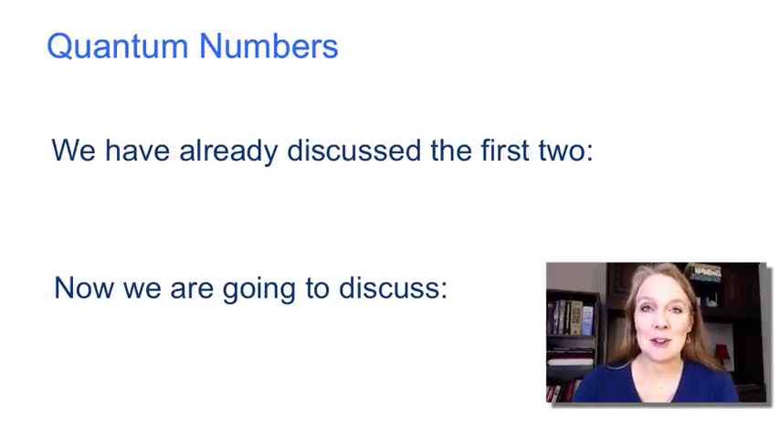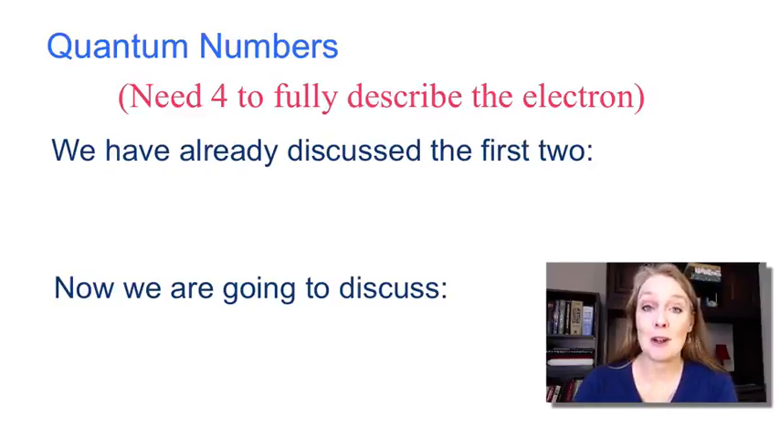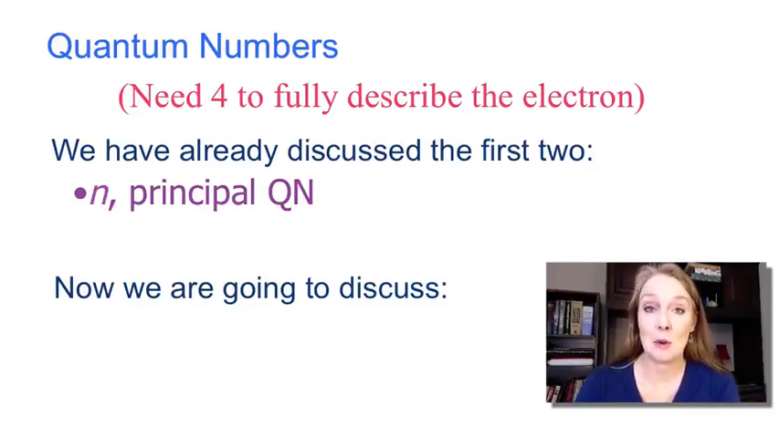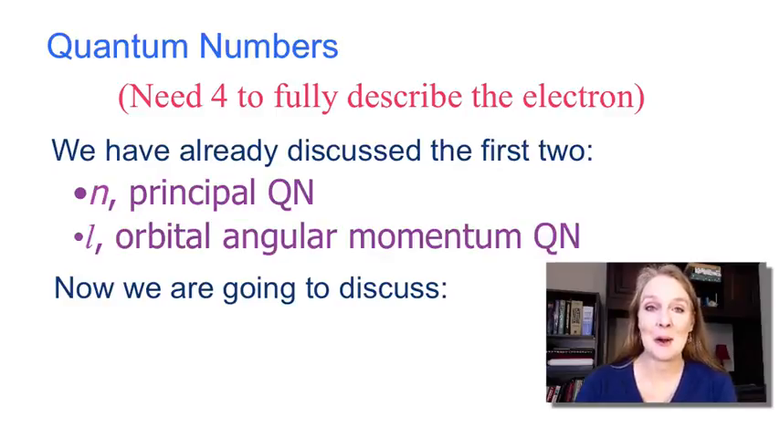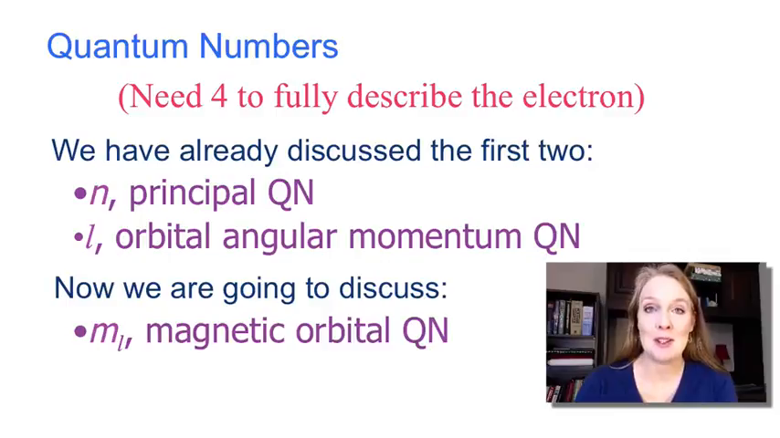We've already discussed the first two quantum numbers, but we need 4 quantum numbers to fully describe the condition of the electron. The ones that we discussed in the last video include n, the principal quantum number. We also see n in a number of equations, such as the Rydberg equation, and L, the orbital angular momentum quantum number, which tells us something about the orbital shape. Now we're going to discuss ML, which is the magnetic orbital quantum number, which gives us information about the orbital's orientation, and MS, which is the spin quantum number and tells us about the electron's spin.